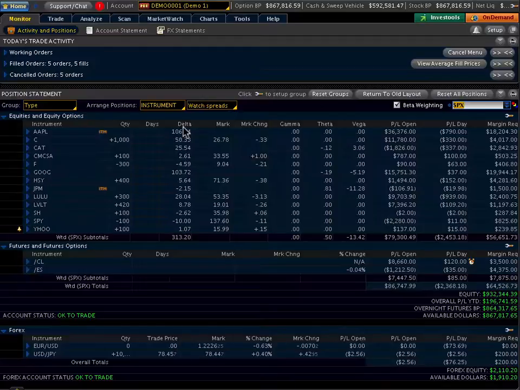What does this mean? After beta weighting to SPX, you can view the relative risk of each position to movement in the market, or in this example, the S&P 500 index. At the bottom is a net total delta for the portfolio, representing the relative risk of the portfolio should the S&P 500 move up or down.